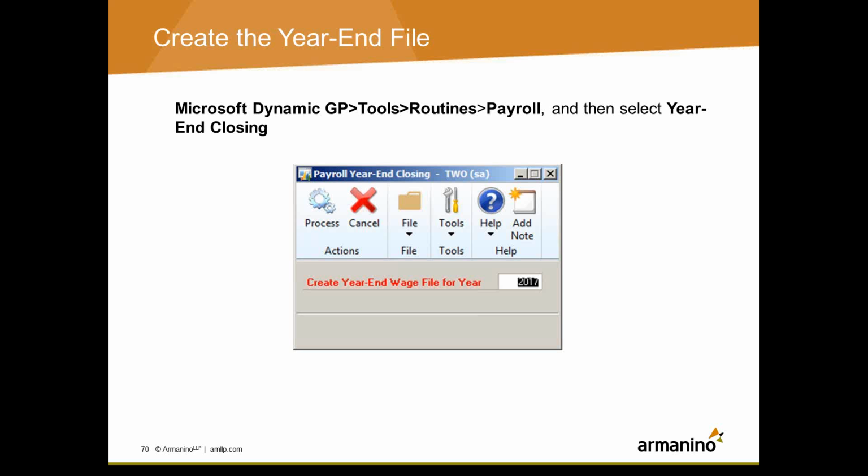Now, should you happen to close that too early, you actually have the ability to cancel the year-end file, whereby you go to Tools, Utilities, and Payroll, and you actually remove the year-end information. That way you can make adjustments and then go back and close the year-end file again.